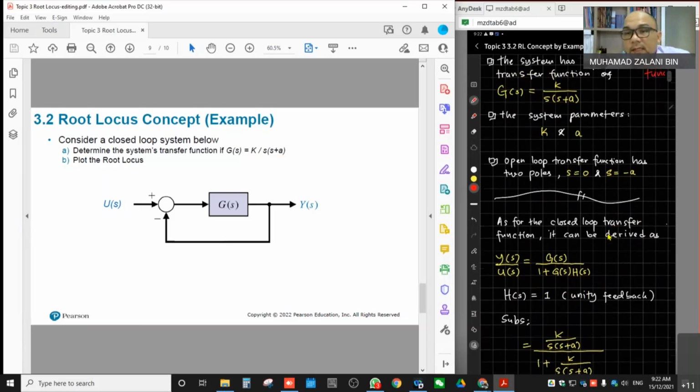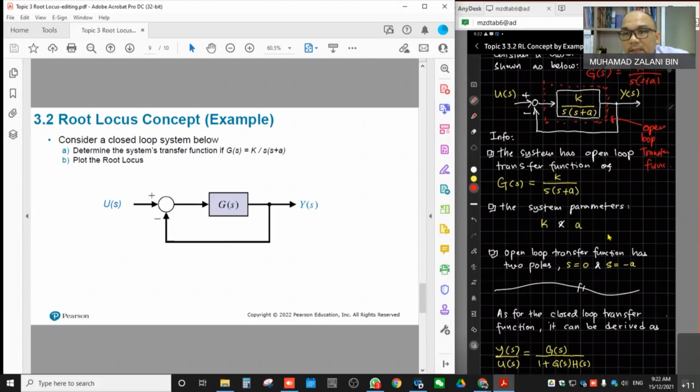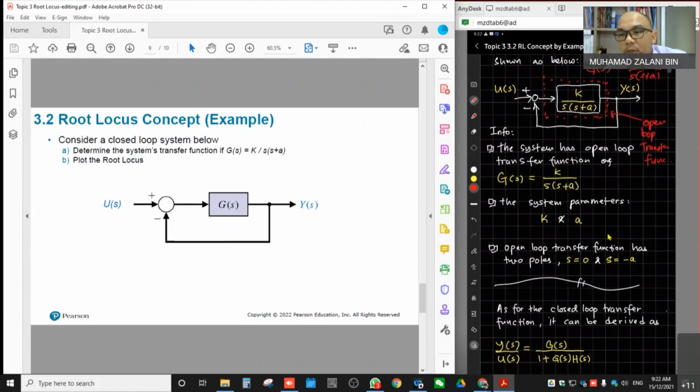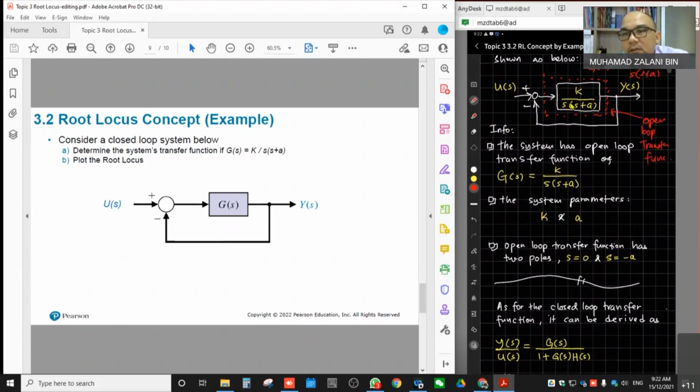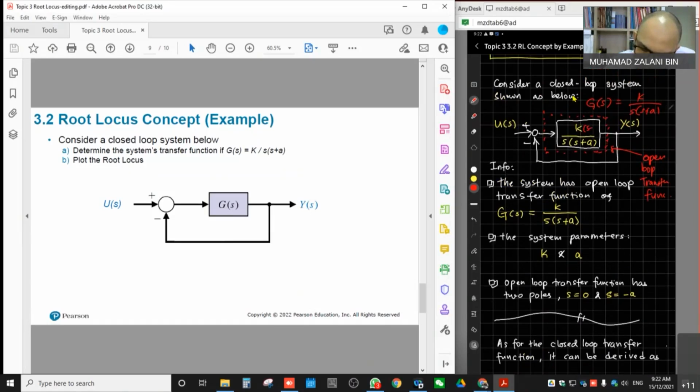So we can assume that for this particular control block diagram, the open loop transfer function has two poles, which are S equals 0 and S equals negative A. How about zeros? There are no zeros because there is no S in the numerator. If it had S, for example S plus 1, the zero would be negative 1, right? That's what we have learned before.